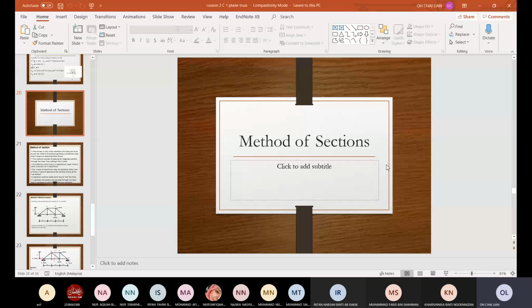Okay, can you see my slide right now, method of sections? Yes. Okay, thank you.